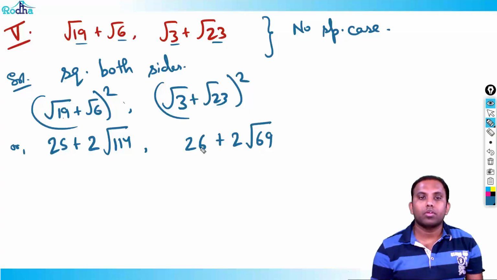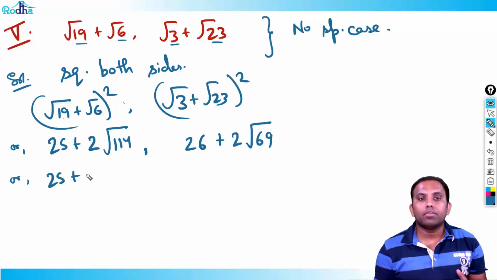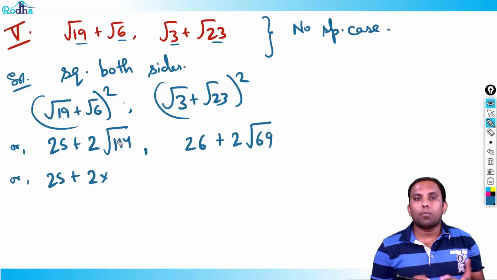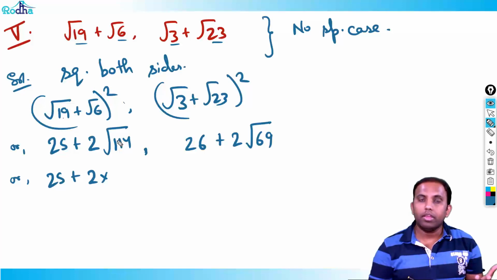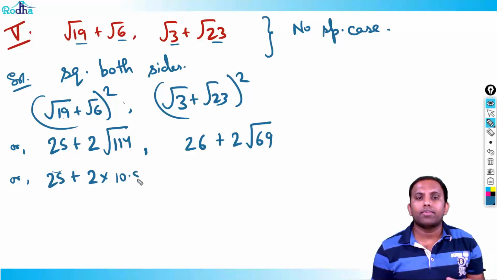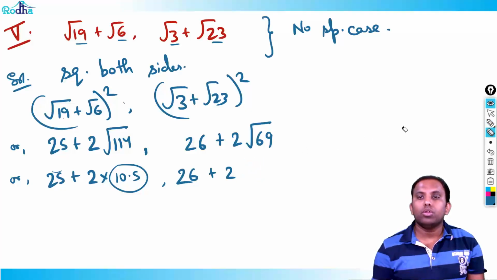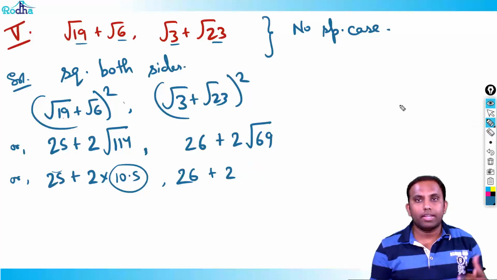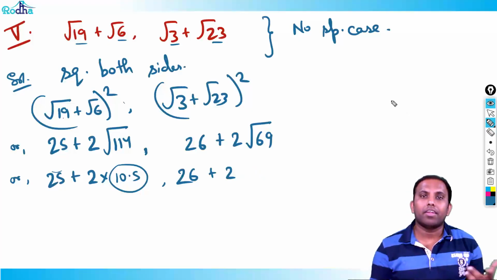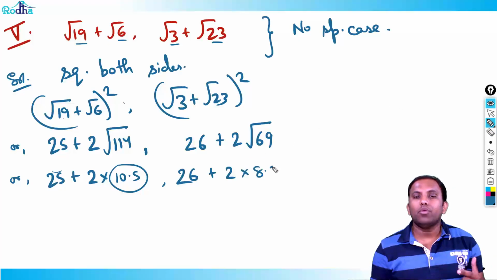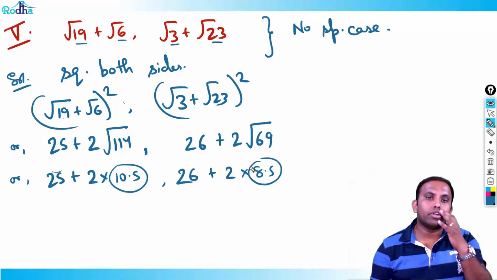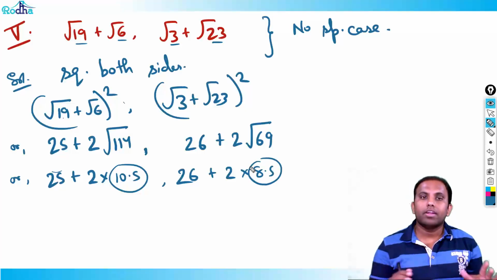So 2 root 69. Now you apply a bit of approximation here. It is 25 plus 2 into root 114. 10 square is 100 and 11 square is 121, so it's somewhere between 10 and 11. You can take 10.5. Here also 26 plus 2 root 69. Again, what is root 69? 8 square is 64, 9 square is 81, so it is somewhere between 8 and 9. You can take 8.5. I know it is not exactly in the middle and it's not fair to take 8.5 here, but I'm showing you it's okay. The result is still very clear.